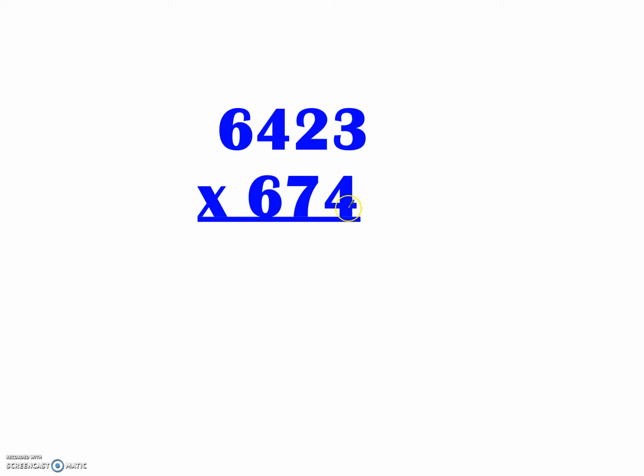Alright, so we could do a 4-digit by a 3-digit. Okay, you do the same thing. Remember, we're going to start with the smallest place value on the second number. So we're going to circle our 4. We're going to distribute it to each number, starting with your ones place. Okay, so we have 4 times 3 is 12. So we're going to put our ones place here and carry our 1 to add back. Okay, 4 times 2 is 8, plus our 1 is 9.